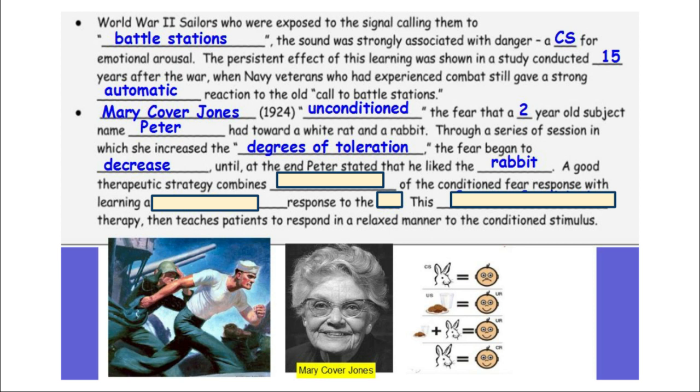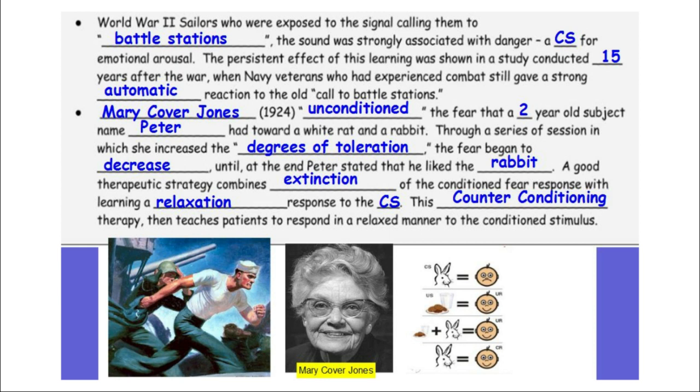And a good therapeutic strategy combines extinction of a conditioned fear response with learning a relaxation response to a conditioned stimulus. And this now becomes kind of the model of what we call counter conditioning therapy, that teaches patients to respond in a relaxed manner to some kind of conditioned stimulus.